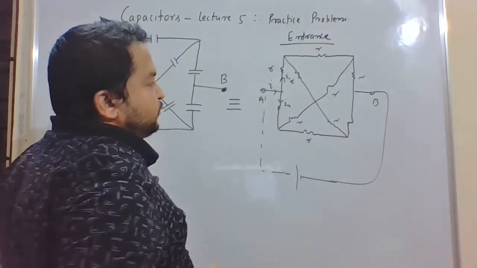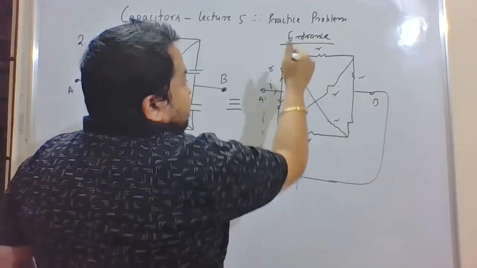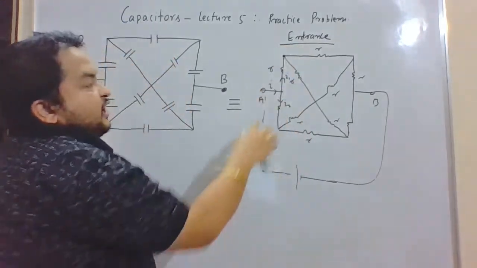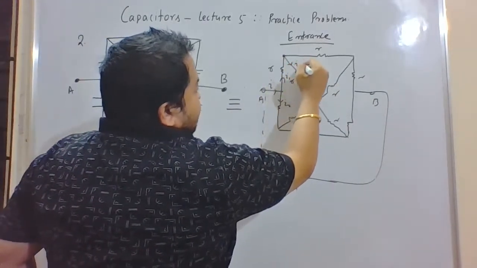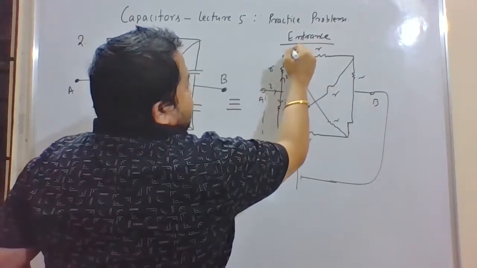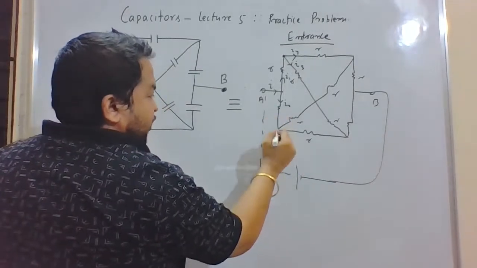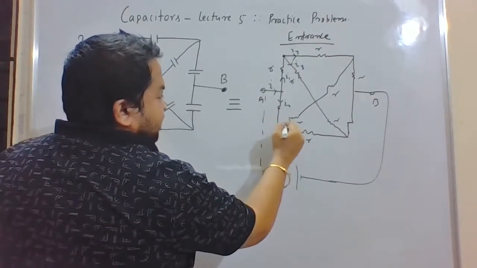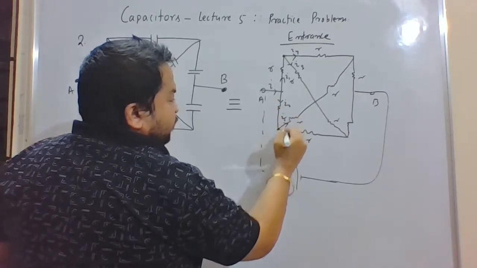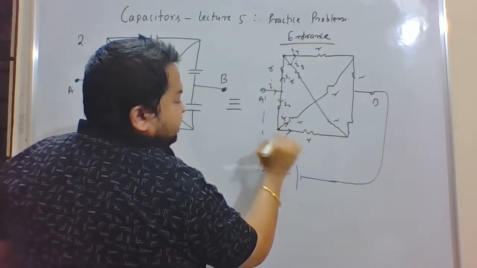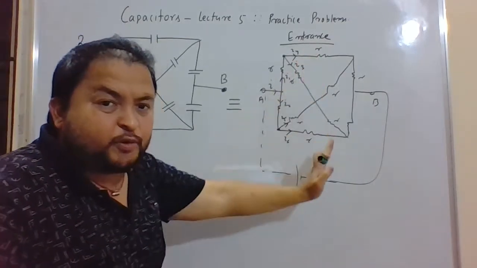Once I1 reaches this point, it has two paths to follow. Suppose some current I3 came through this side and some current I4 came through this link. Similarly, once I2 reaches this node, this one also has two possibilities. Say some current I5 goes through this side and some current I6 comes through this side. Now I have reached the half portion of the circuit.